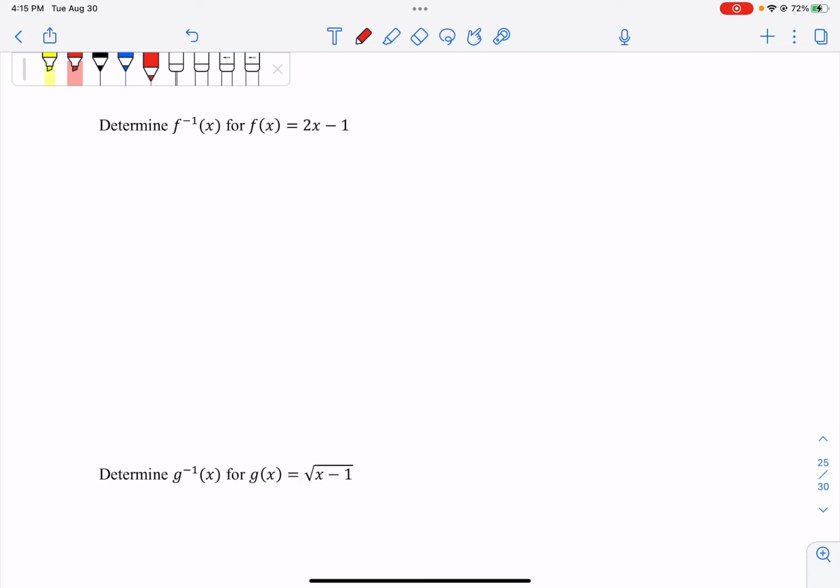For this video, we will be talking about inverses: how to find them, what they are, and how to graph them. So an inverse of a function is almost like you're undoing something.